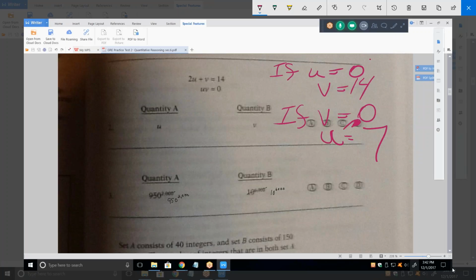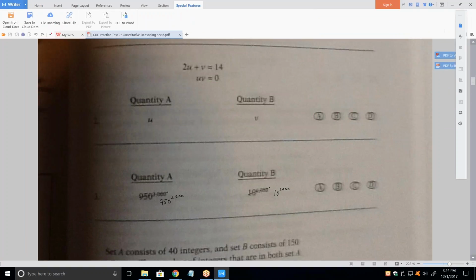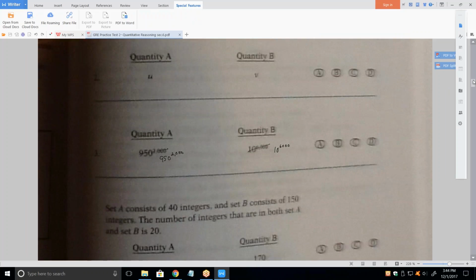The key to this problem is knowing that when you have two things multiplied together that are equal to 0, one of them has to be 0. If I have u times v times x equals 0, one of those three has to be 0. You cannot find two numbers that multiply to 0. The only answer is one of them has to be 0. One or both. It could be both, but at least one has to be 0. Got it.